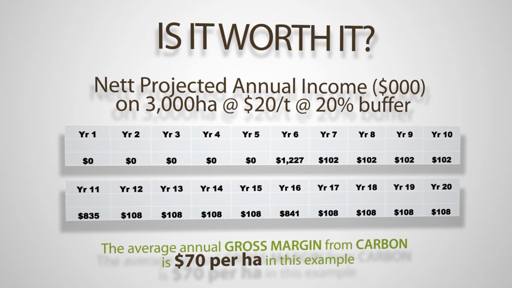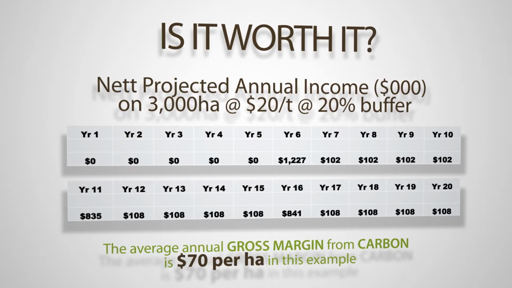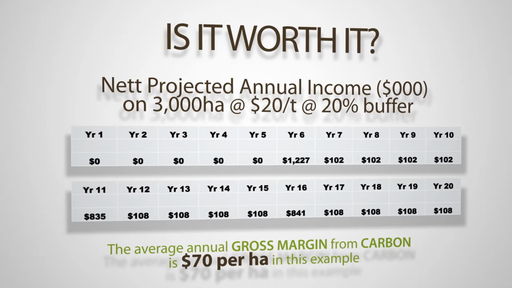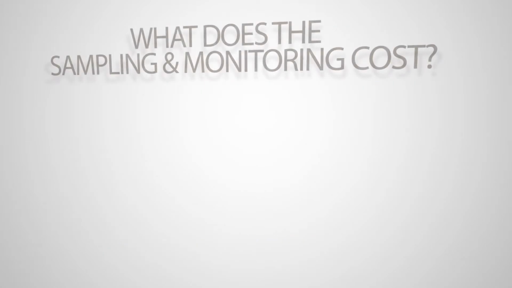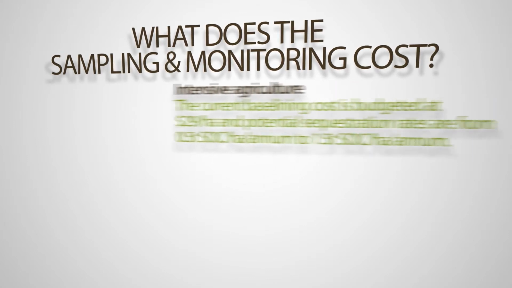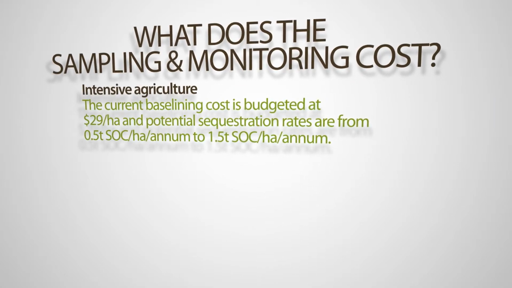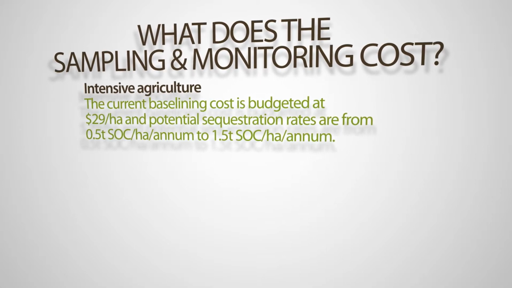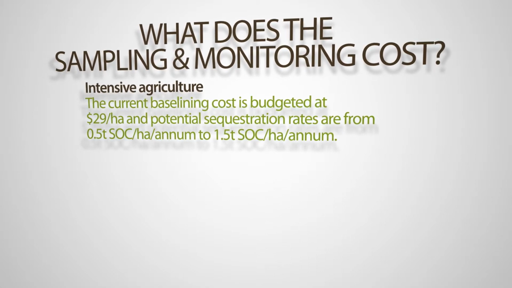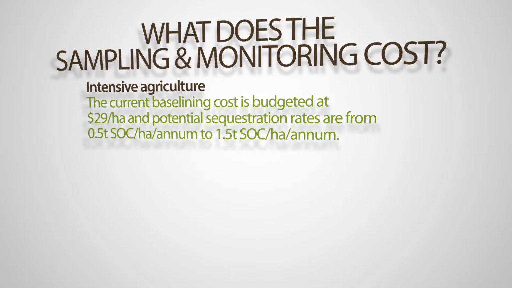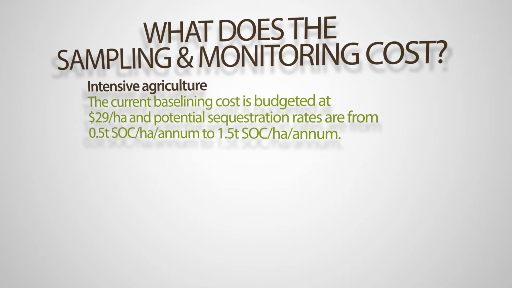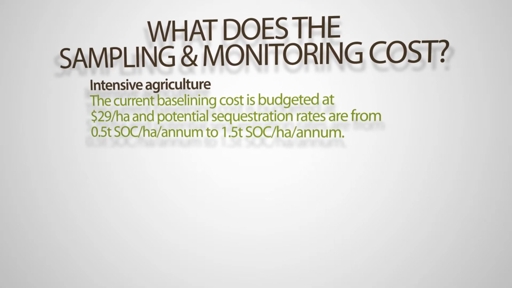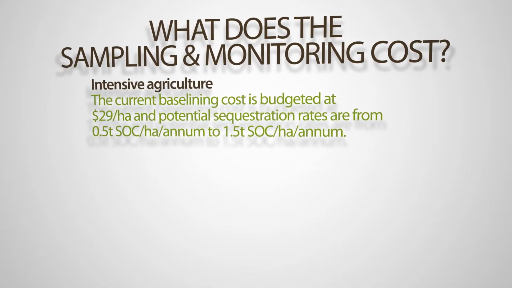Now, your initial investment will depend entirely on the level of intensity that you have and your potential to sequester soil carbon. If you're in a relatively intensive area and you have the potential to sequester anything from 0.5 tonne of soil organic carbon per hectare per annum up to 1.5 tonnes, then we would recommend that you use the full, very accurate soil carbon estimates, and that's likely to cost you initially around about $29 per hectare to implement.